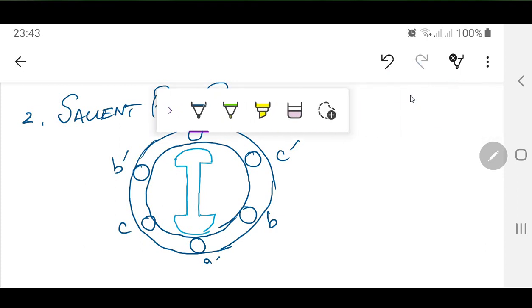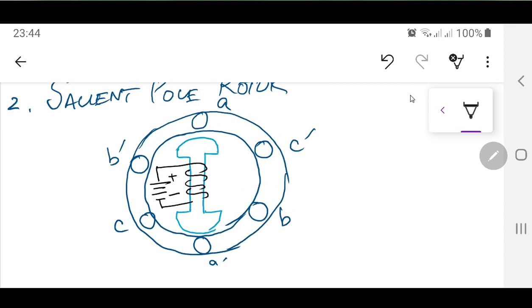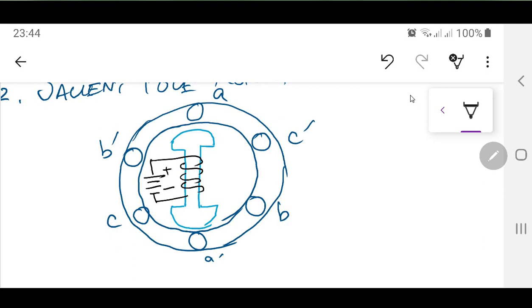and on this bar certainly you are going to have a winding, and that winding is going to supply DC current. So certainly there is going to be some DC current supplied over there, and if you see your right hand rule over here, if this is the current direction, I am using the conventional current flow, the flux is going to be produced outward from here, and that's going to return back. So this is going to be the south pole.